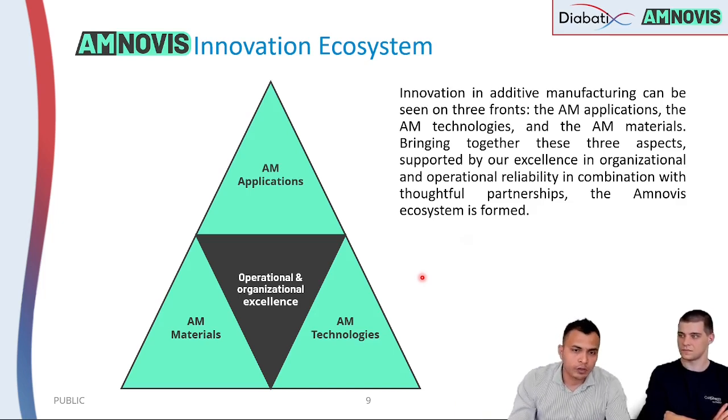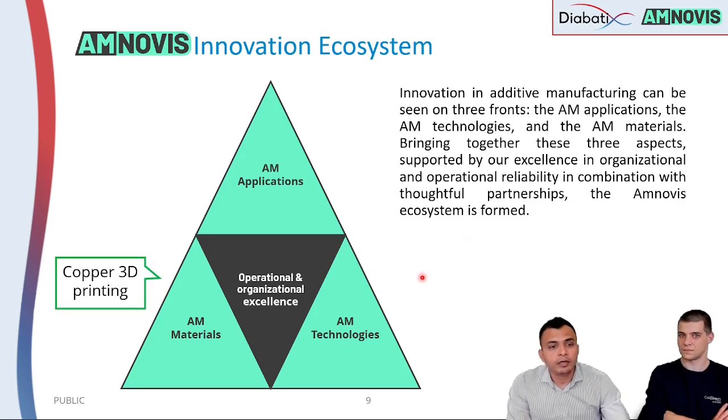And second is AM technologies. On this front, we would like to use technologies which are suited for the product, and we would like to start working with technology at low TRL levels and bring it to high TRL levels and eventually to the production level. Our third front is AM materials, and a perfect example for this is copper 3D printing, which we are covering in this presentation.